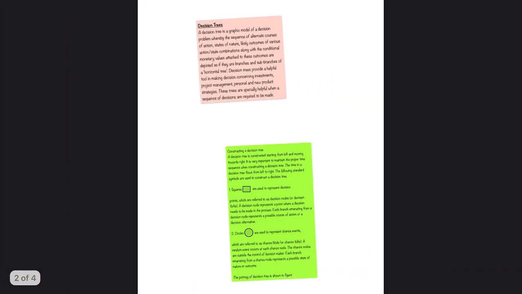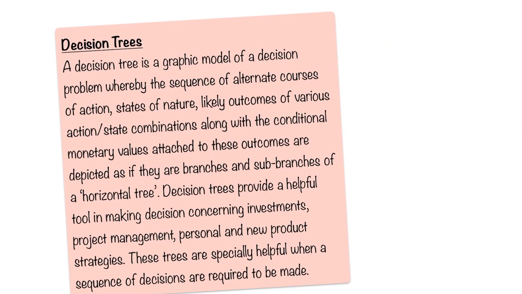So here I will talk about the decision tree. It's a part of decision making. So the definition is on the screen. Take the screenshot and study it. I give you a brief introduction of the decision tree. So a decision tree is a graphic device of a decision making process. It's also a graphical representation of the various alternatives.